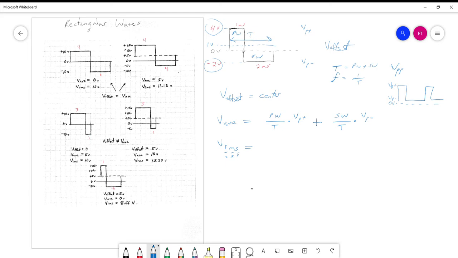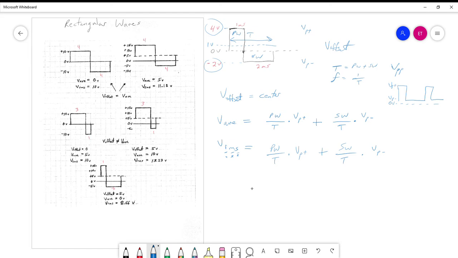We can do that with this formula. Well, let's get the original formula for average here. So pulse width, period. Okay, let's get it down here. Positive peak. You're just putting those together, and how much time out of the total time are you sitting at this voltage? Okay.